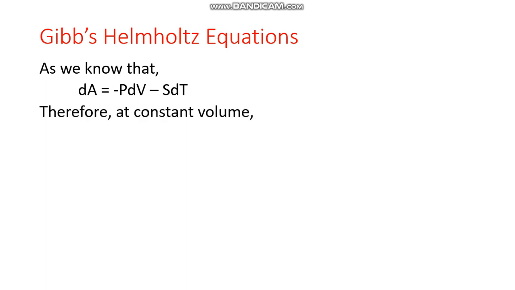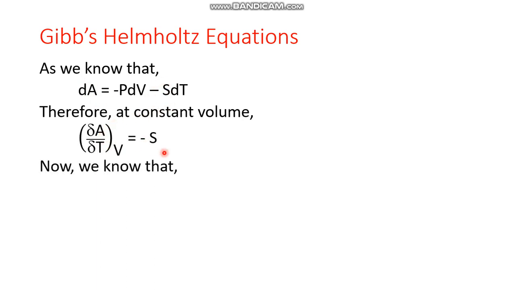Number 31. And if the volume is kept constant, then this equation can be written as what? The dV term is vanishing at constant volume, then this dT term would go to the denominator here, and since the volume is kept constant, the differential terms would become partial differentiation terms. That means del A del T at constant V equals minus S. Okay, so del A del T at V equals minus S.